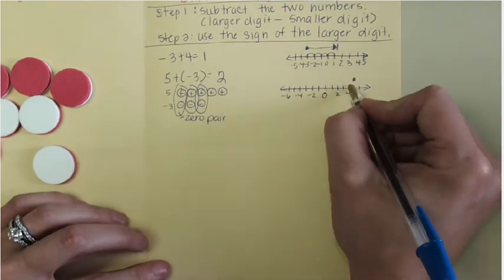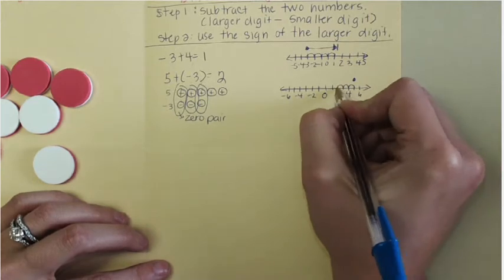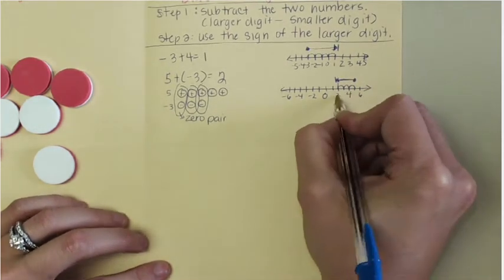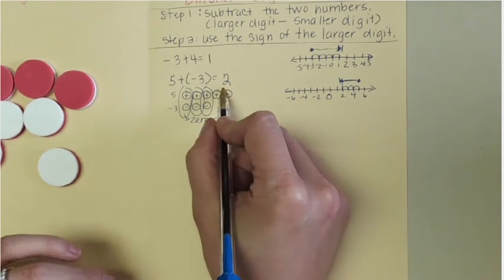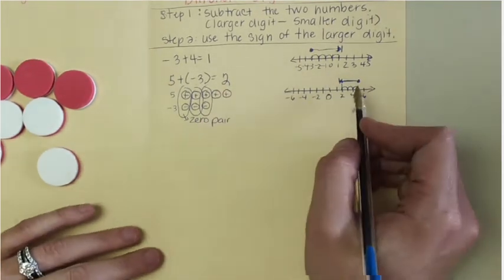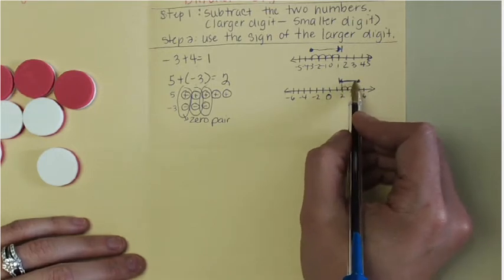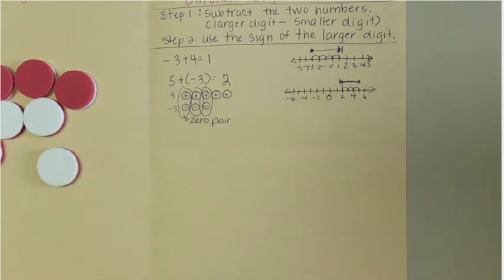So I need to go 1, 2, 3 to the left, and that's exactly where my arrow would end up, at positive 2. And what did we get for our answer? Positive 2. Okay, so starting point is the dot. The line is how many spaces you move, and then the arrow represents your answer.